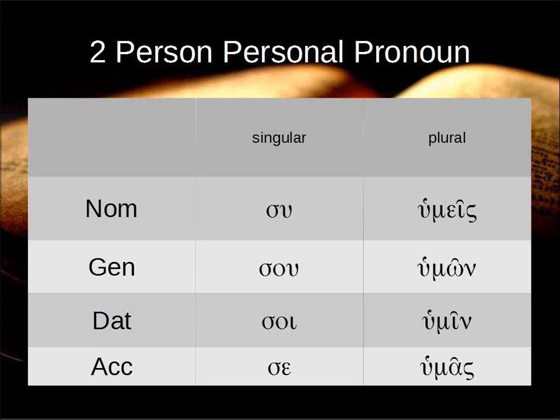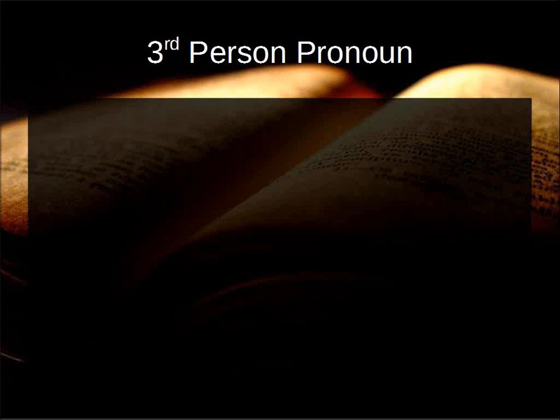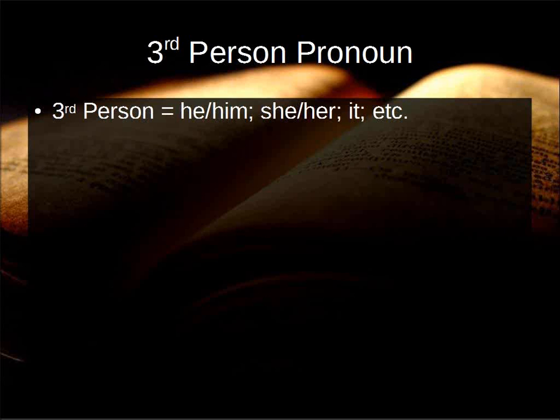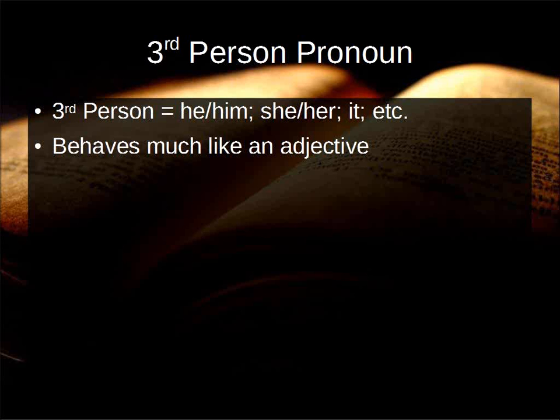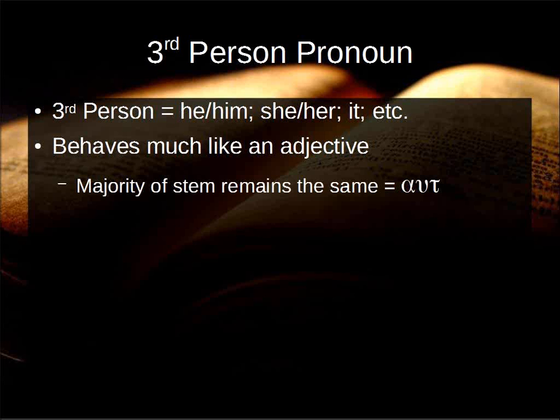Okay, cool. All right, so now let's go into the third person pronouns, all right? So the third person pronouns, like I said, they're basically he, him, she, her, it, they, them, and so forth. The way that the third-person personal pronouns behave is much like adjectives. So depending on the gender, how this pronoun is formed, and how it is spelled, will change. That being said, the majority of the stem remains the same.